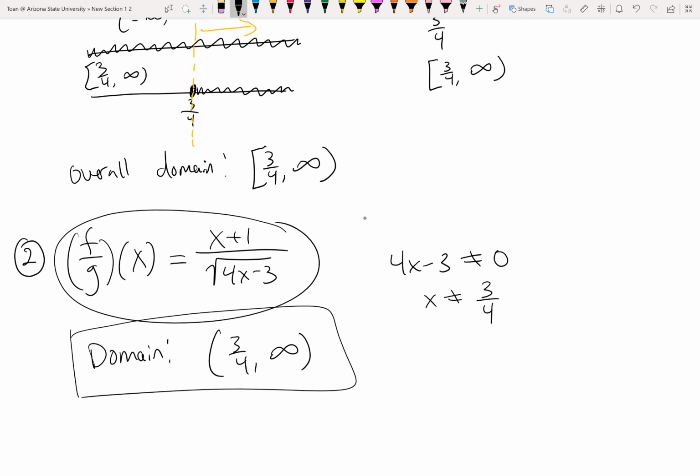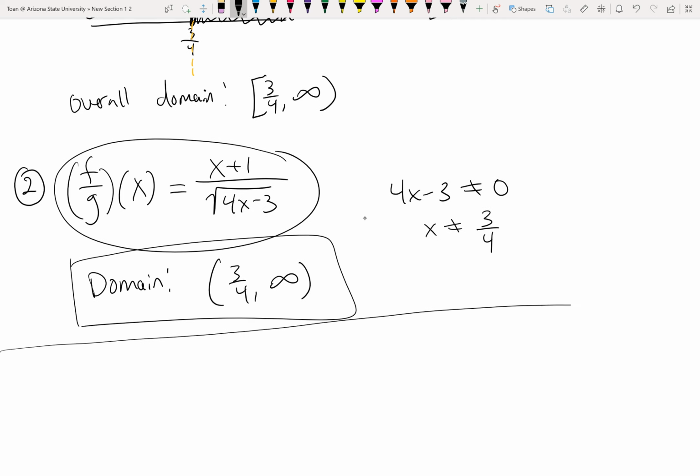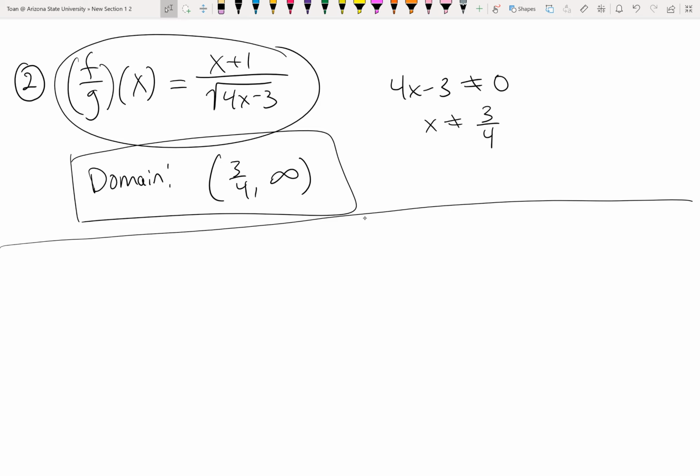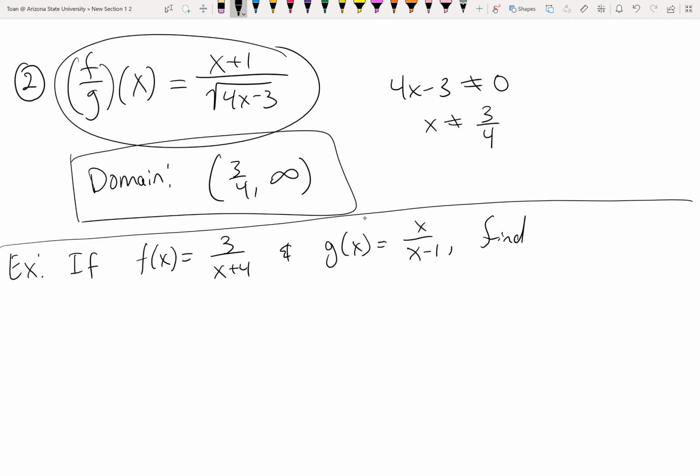Right. Let's just do one more here, and I'll try to make it, quote, hard. Let's do 2 fractions. So let's say that f of x equals 3 over x plus 4, and g of x equals x over x minus 1. I'm not going to do adding, subtracting. I think you guys get the idea. Let's just do division. Find f over g and its domain.